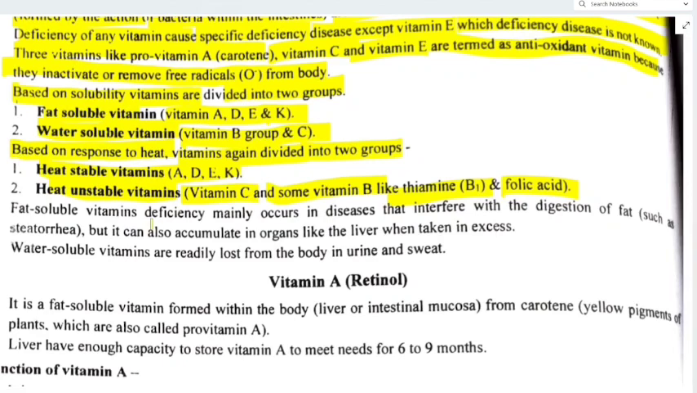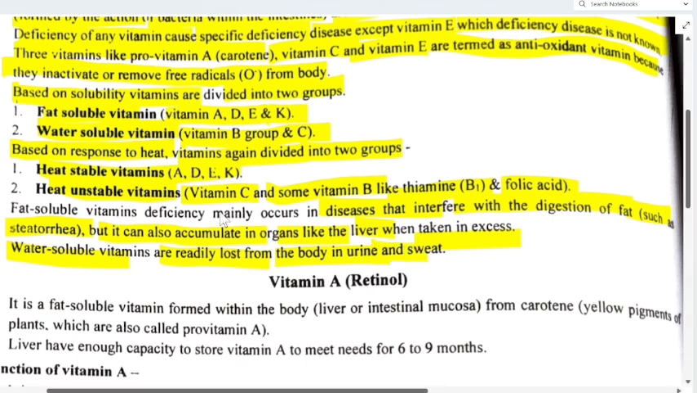Now fat soluble vitamin deficiency mainly occurs in diseases that interfere with the digestion of fat, such as steatorrhea. But they can also accumulate in organs like the liver when taken in excess amounts. Then water soluble vitamins are readily lost from the body in urine and sweat. Hope it is clear to all of you.